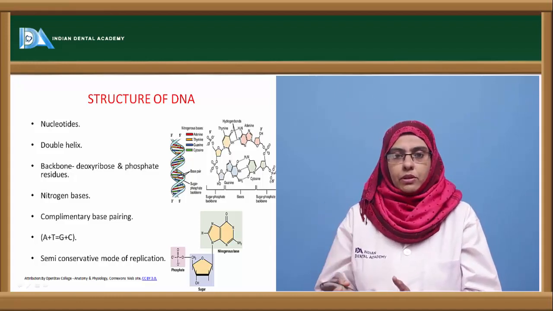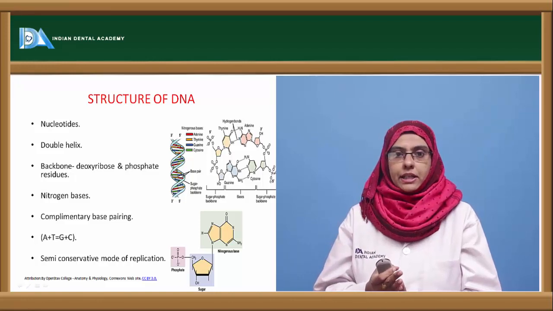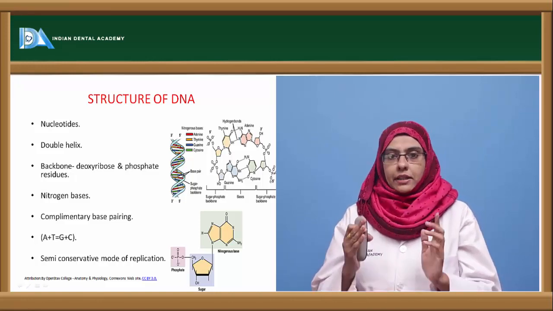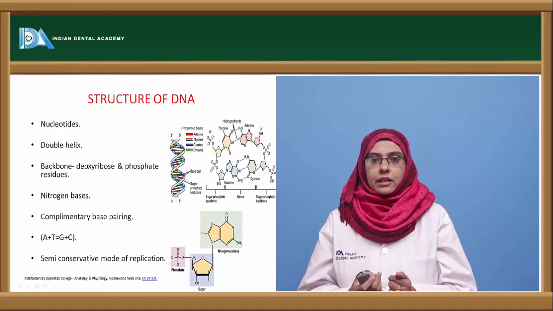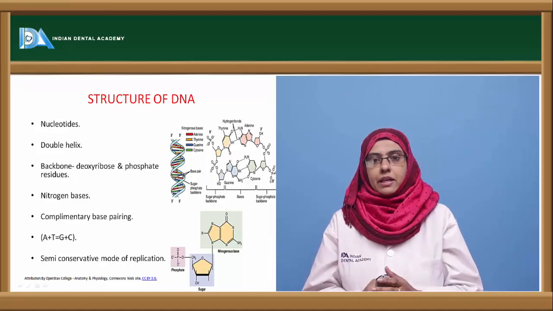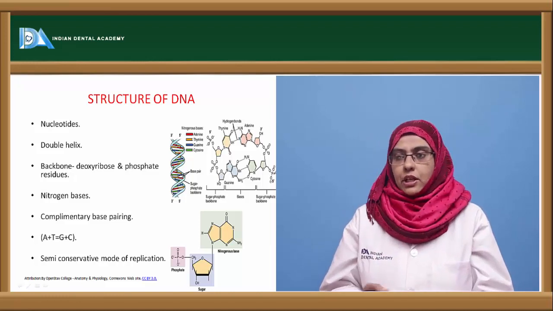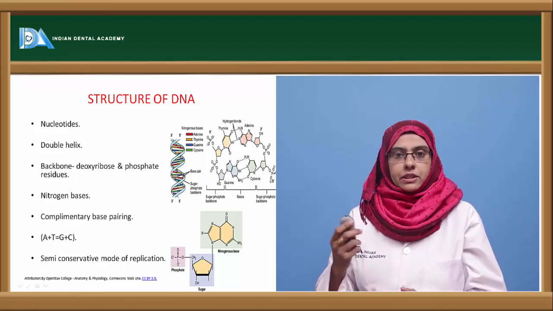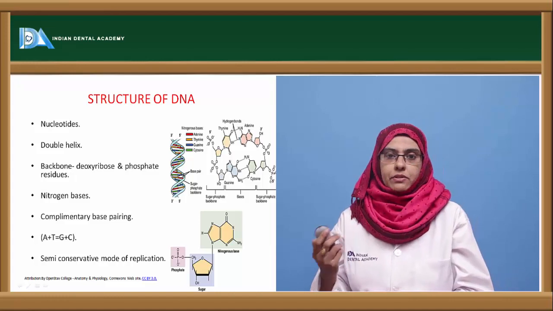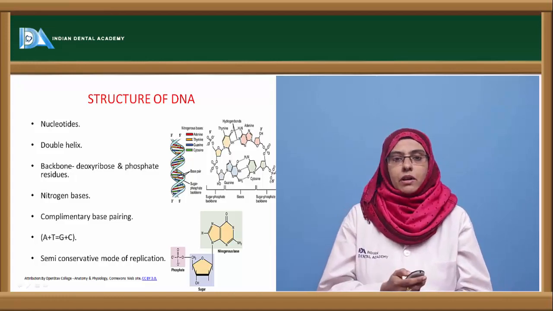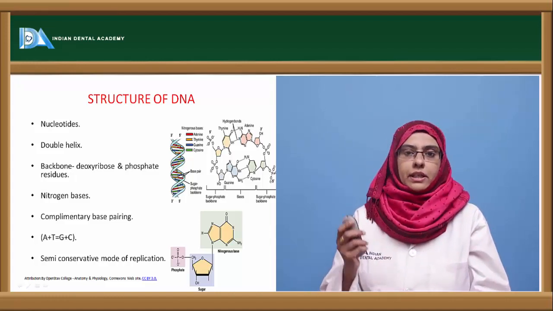So we have a backbone to which a nitrogen base is attached, and the two strands are wound together in a double helical form and stabilized by hydrogen bonds that connect the two strands. Adenine always pairs with thymine and guanine always pairs with cytosine, so there are equal numbers of adenine and thymine, and of guanine and cytosine.